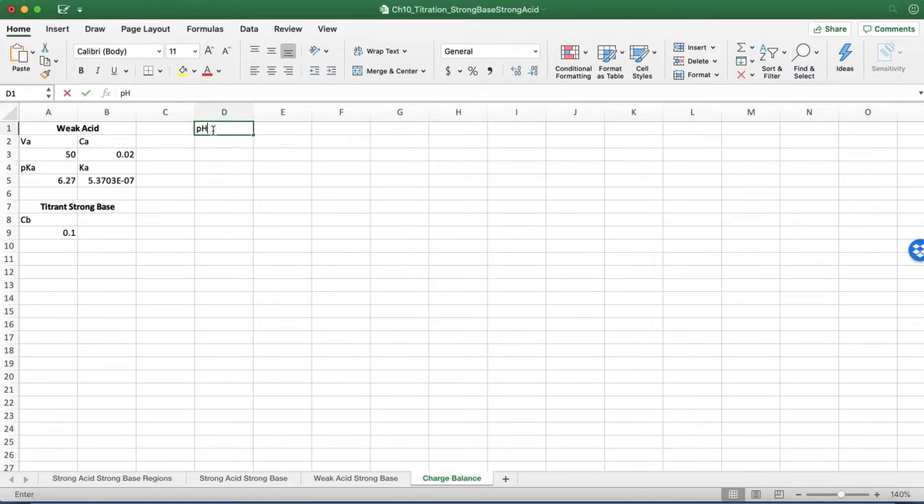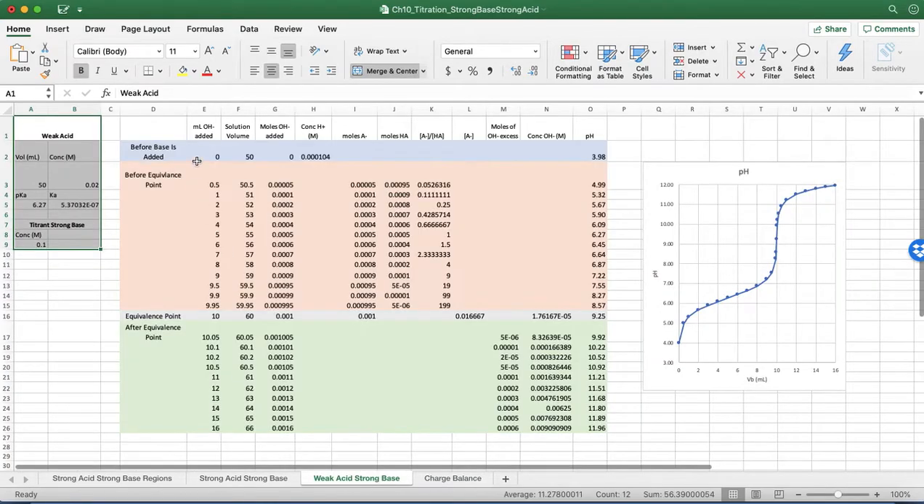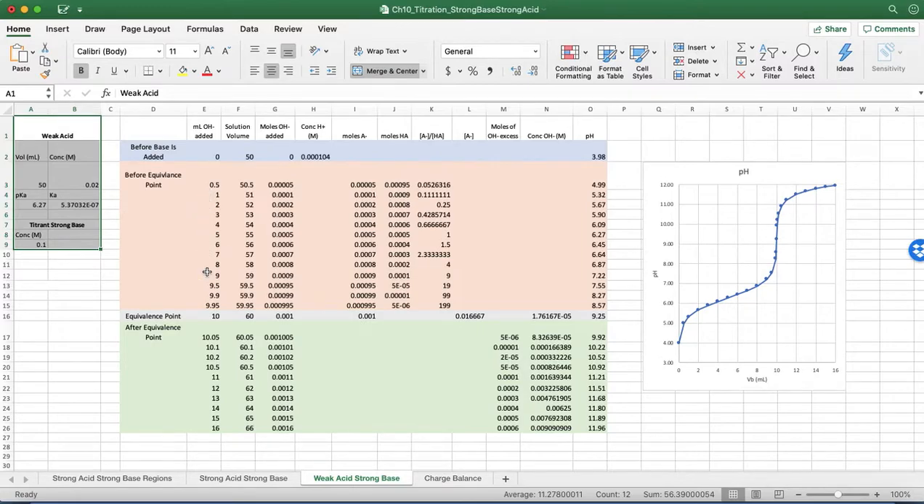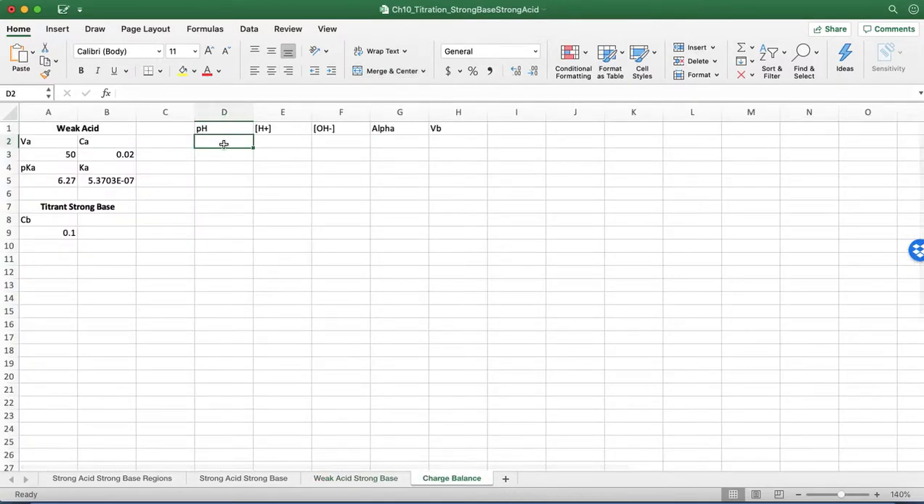pH is our input. And from pH we can figure out the concentration of H+, and then from the concentration of H+, we can get the concentration of OH-, and from H+ and Ka we can get alpha, and then finally VB, right, which is kind of what we want. So we're doing this backwards from the way we did it before. Our approach is different. Here we thought about adding volume, what happens to the pH. Now we're thinking about, given the pH, what volume was added.